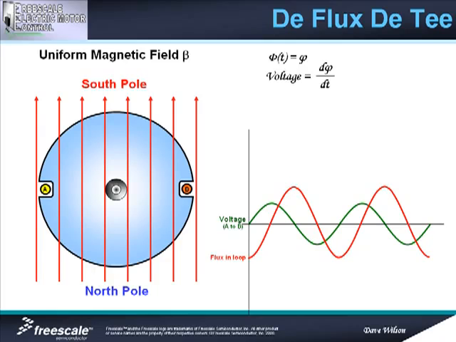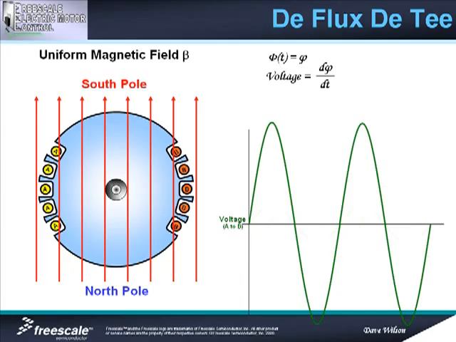Now what do you think would happen if instead of a single loop of wire, there were N loops of wire all connected together in series? The answer is that the voltages from each loop add together in series, creating a much higher voltage.